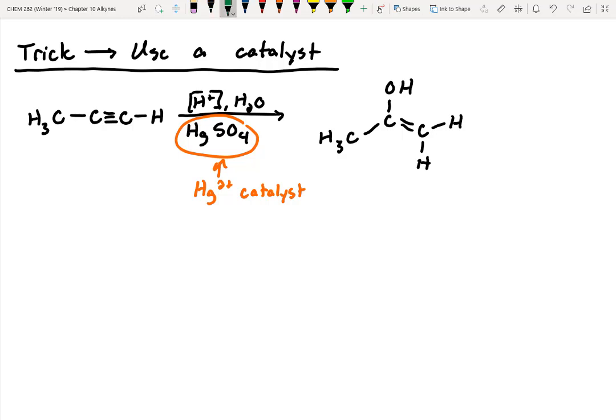This is called an enol. Does anybody know why this is called an enol? What functional groups does this have in it? It's half alkene, half alcohol. Therefore, we call it an enol. Right? Pretty clever. All right.